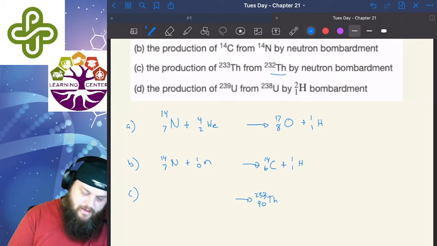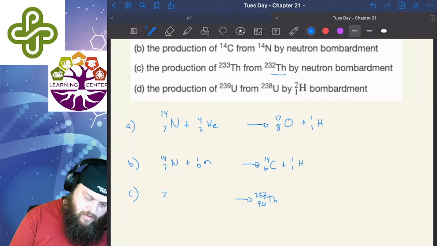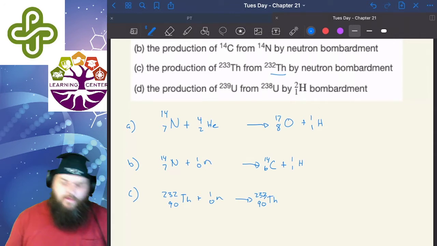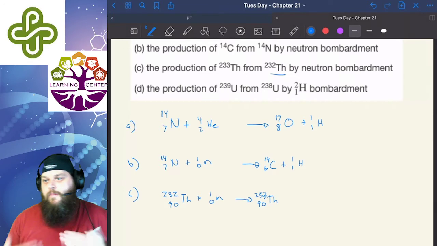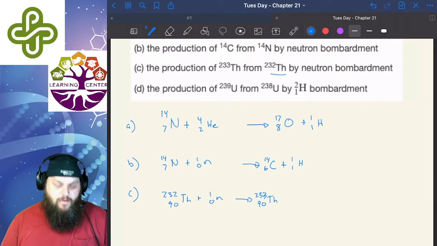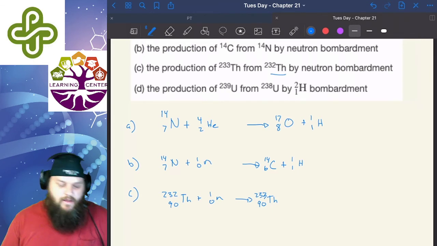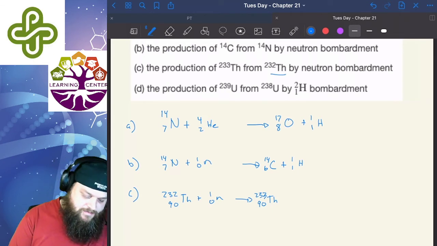So you see the difference is I have 232 thorium, and I'm bombarding it with a neutron to create 233 thorium. Now when I add these sides up, I see that they're already balanced. I have 232 plus 1 is 233, and 90 plus 0 is still 90. So we're done there. That's good.